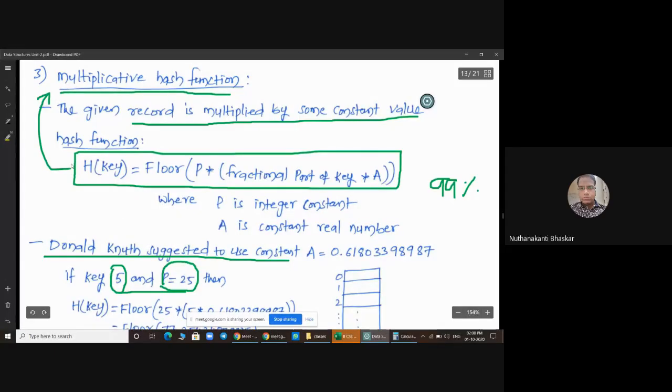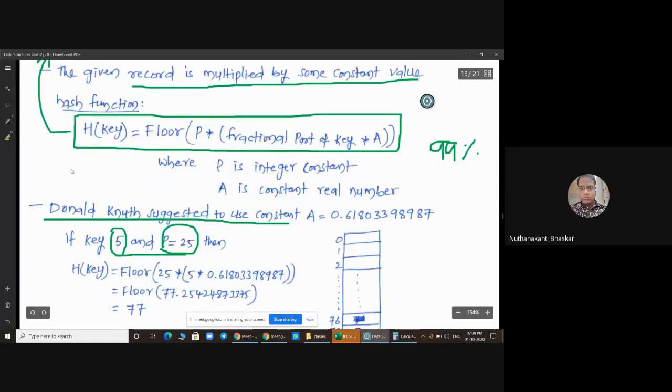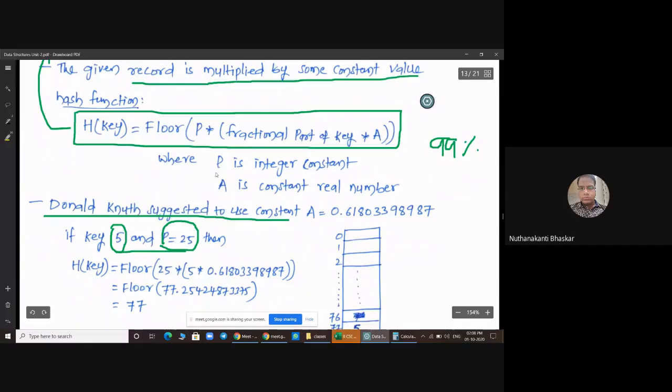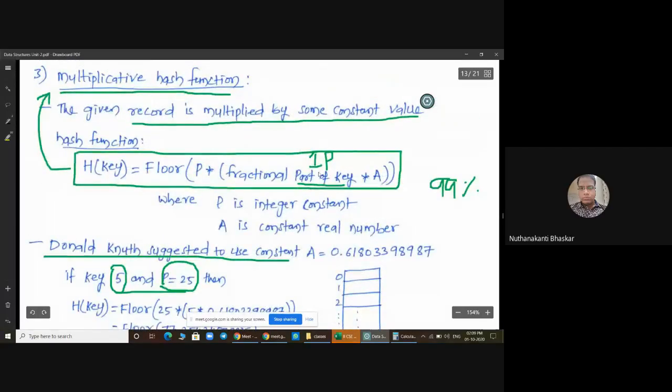Here, what is this multiplicative hash function? I will tell you. Here, the fractional part of key, the key being the input data, means whatever input we are going to insert in this hash table. This input you must multiply with A. Here A is a constant real number. You can take any number.